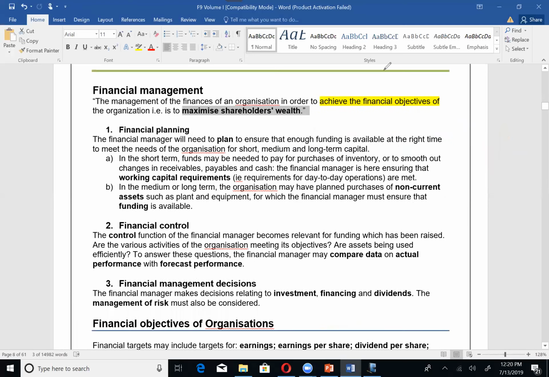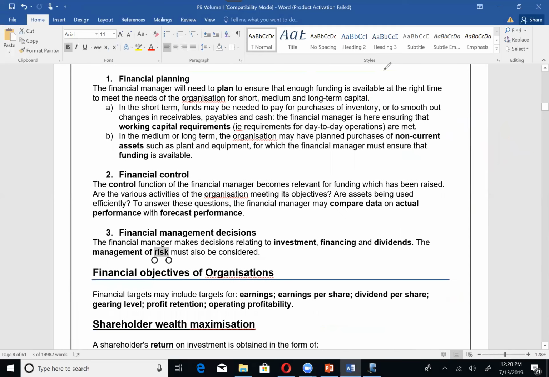Now, the next is financial management decisions. This is particularly relevant to F9. Three types of decisions are there. Investment decision: whether to invest in a business or not, whether to purchase property, plant and equipment or not, whether to start a new factory or not. Now, the second is financing decisions. These are the investment appraisal techniques, a major portion of our syllabus.